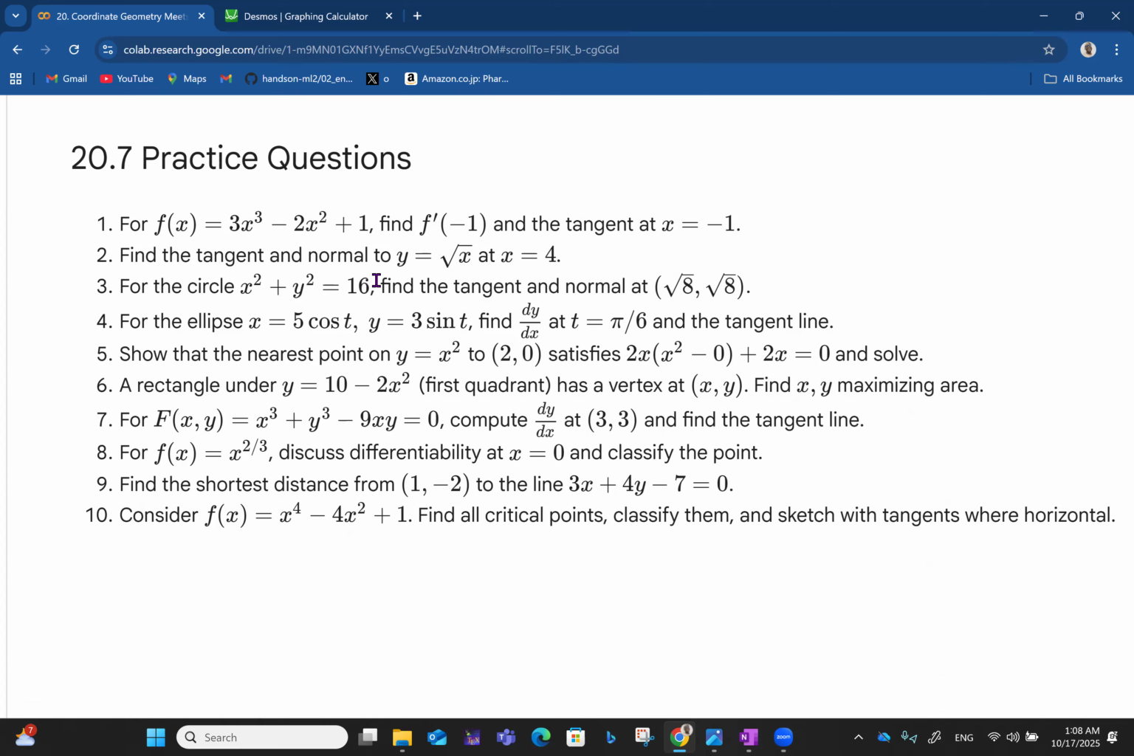Find the tangent and normal to y equals root x at x equals 4. From everything we've said, you can work all of this out. So try your hands on this and let me know your answers in the comment section, either on YouTube or on Facebook.